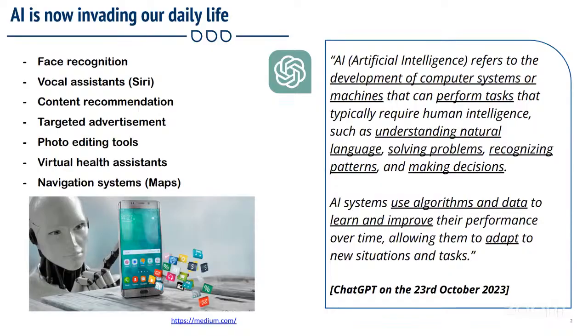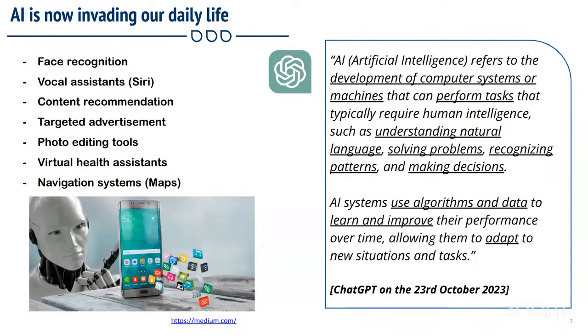AI is now invading our daily life, as everyone is conscious of. It appears in many types of applications that go from vocal assistance, photo editing, face recognition, content recommendation, etc. If we draw a very simplistic but yet very accurate definition, AI refers to the development of computer systems or machines that can perform tasks that typically require human intelligence. Some examples: understanding natural language, solving problems, recognizing patterns, making decisions, which is not part of software applications in a very classical way.